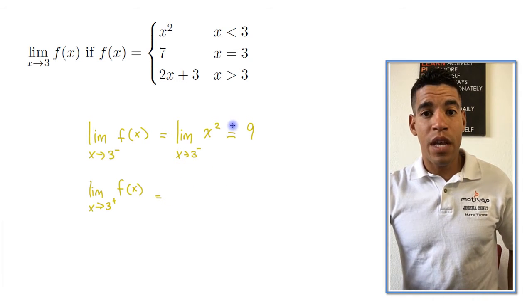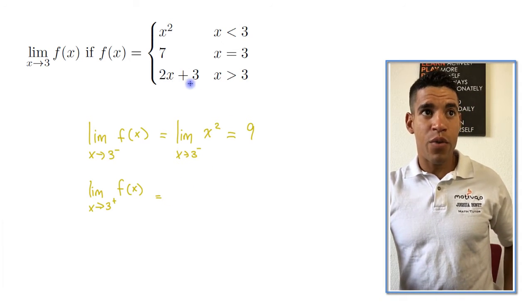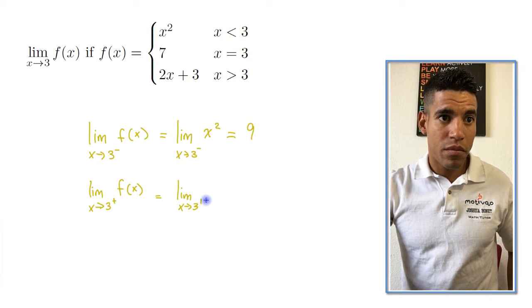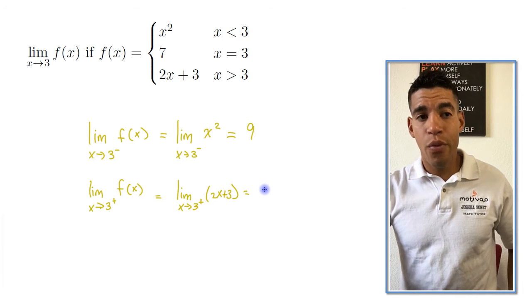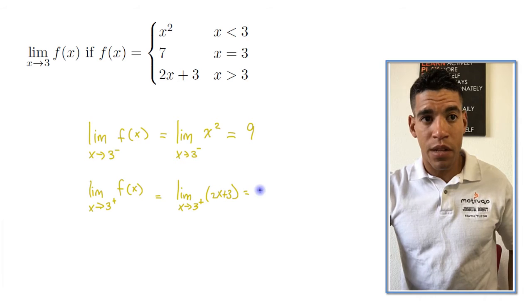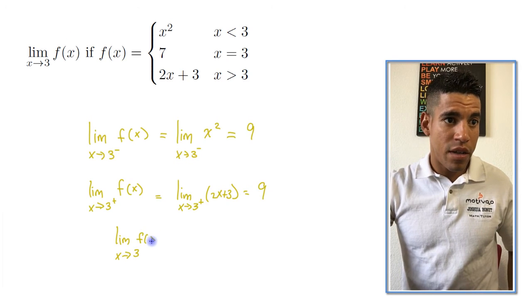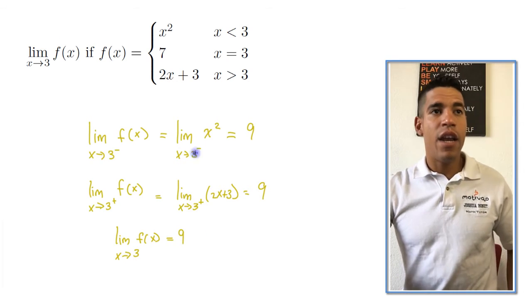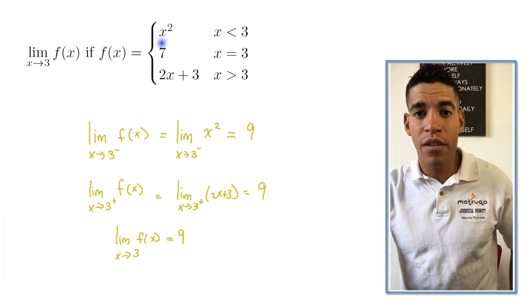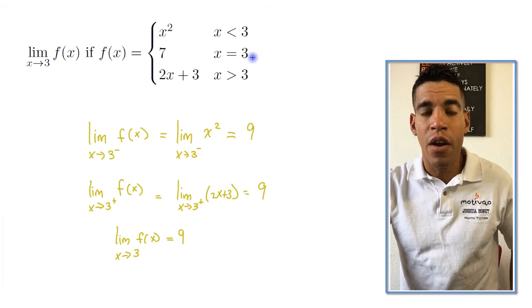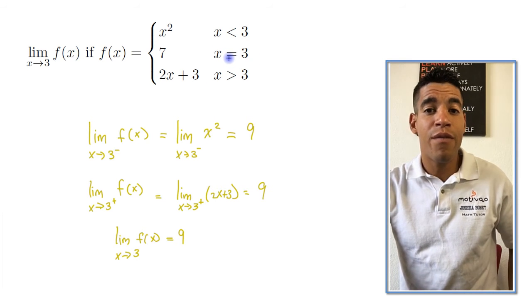Now the same thing for the right of 3. For the right of 3 is everything that's greater than 3, so it's the 2x plus 3. Now if you plug in 3, you get 2 times 3 is 6, plus 3 is 9. So the limit when x approaches 3 of f of x is equal to 9. Notice that this 7 here is a distractor. It doesn't affect the limit because we don't care what the value is at 3. We're just looking for the limits.